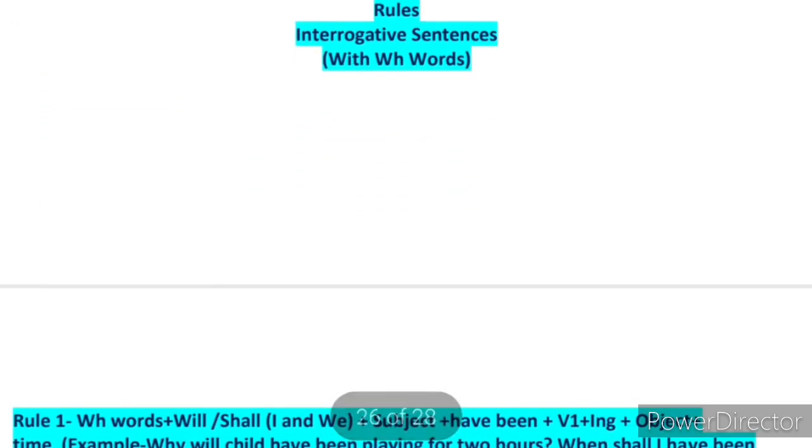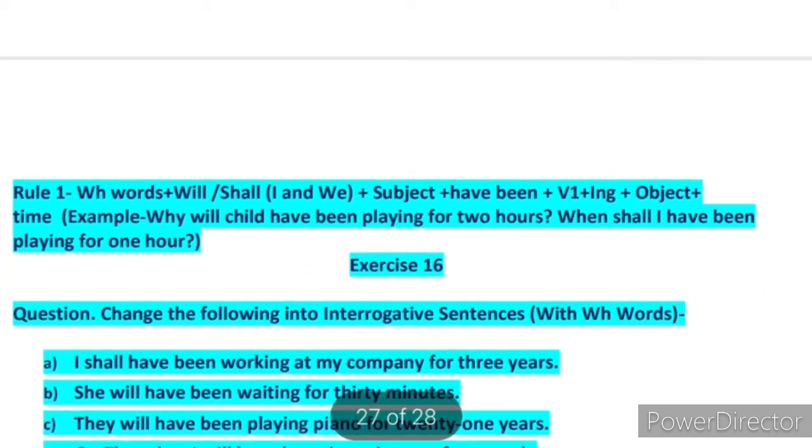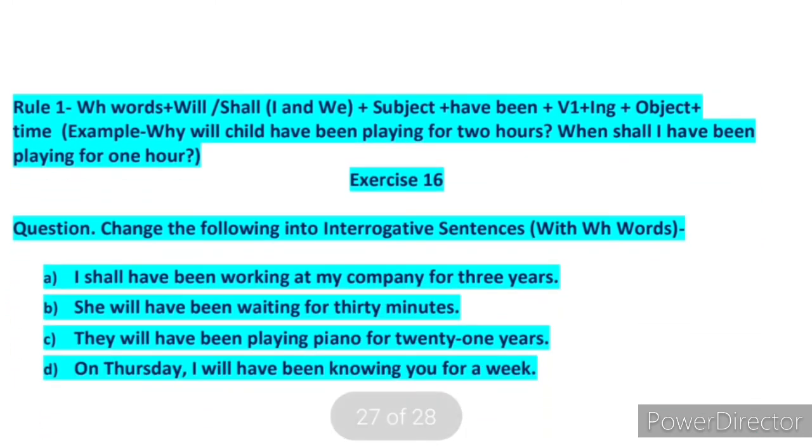Next is the rule for interrogative sentences with WH words. We are supposed to add WH words in the beginning, and will, shall, then subject, then have been plus v1 plus ing plus object plus time. For example, why will child have been playing for 2 hours? When shall I have been playing for 1 hour?